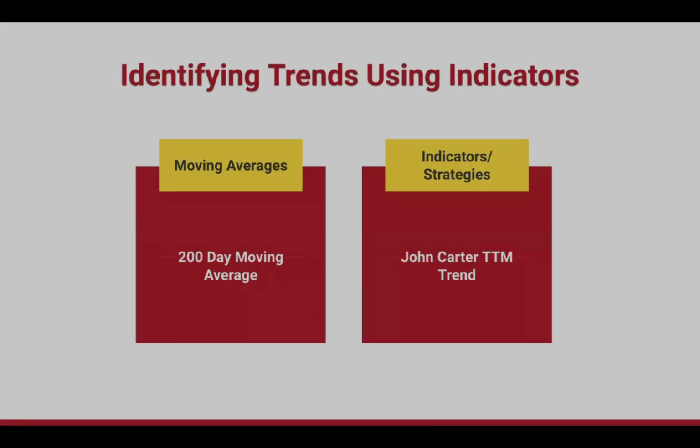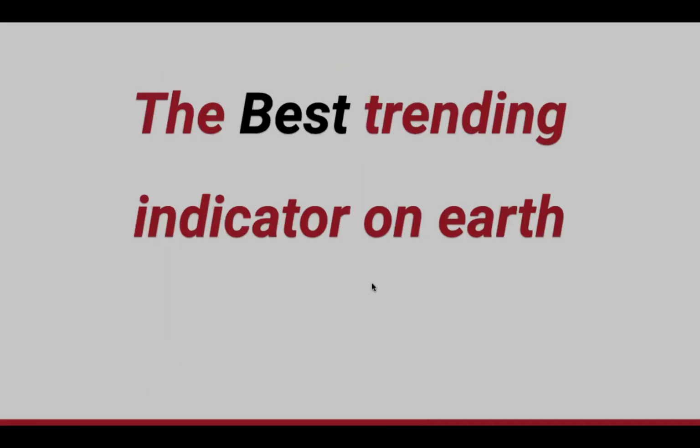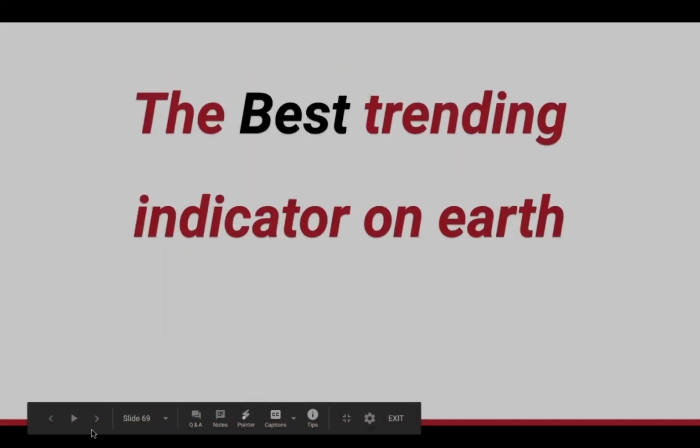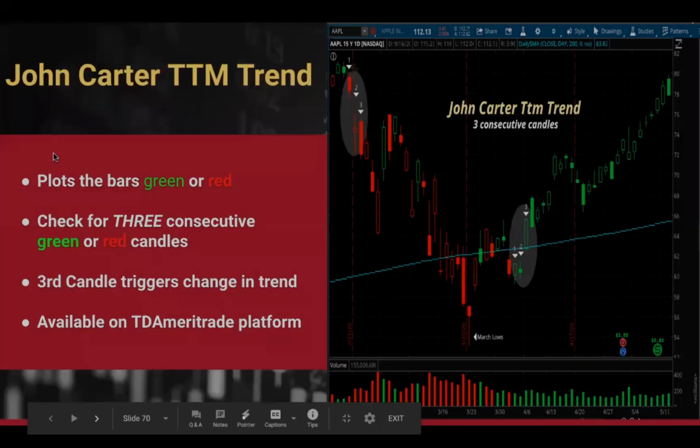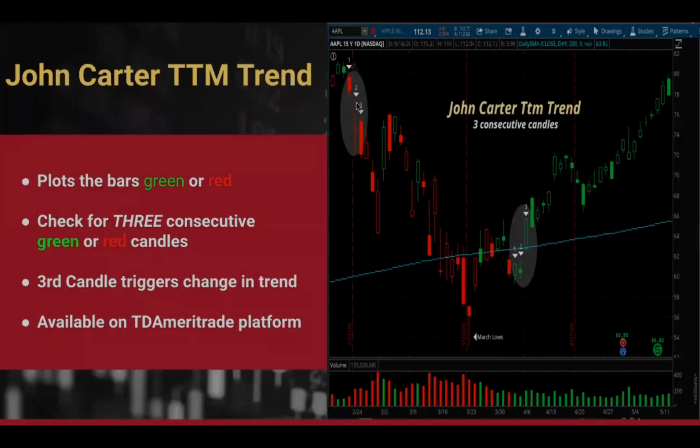I'm also going to show you a great trending indicator that I also use called the John Carter. I talk about it all the time. It's the best trending indicator on the planet. It's so simple. Once you add it to your charts, all you're going to look for is 3 consecutive candles. That's it. Red or green, green or red. All I need to look for is 3 candles.